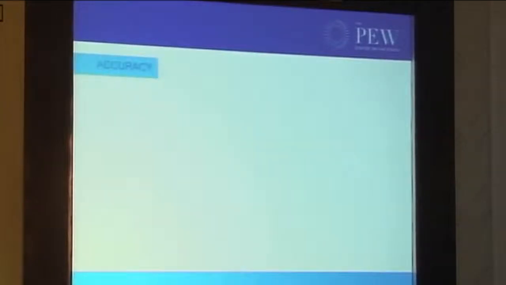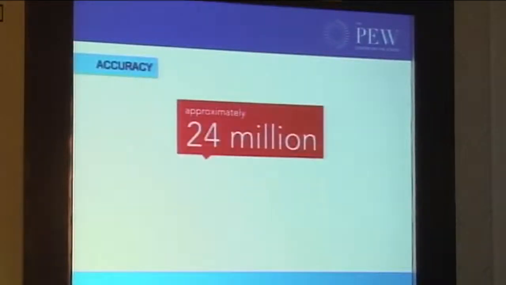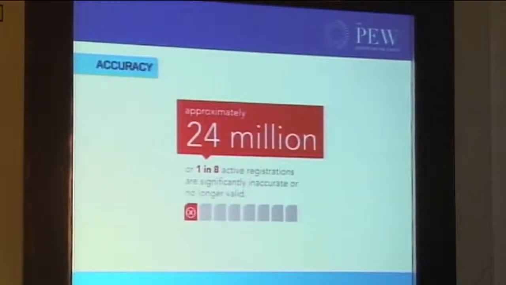And what we found was, first of all, with regard to accuracy, about 24 million records on the list in the United States are no longer up to date. That's about 1 in 8 active registrations in the United States. This is almost entirely due to mobility. Many people move in between election cycles, and as I'll show you in some of these slides, it's very difficult to maintain the list and keep up with that mobility in between election cycles.